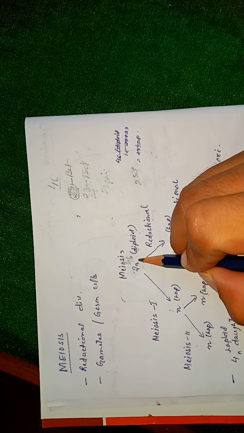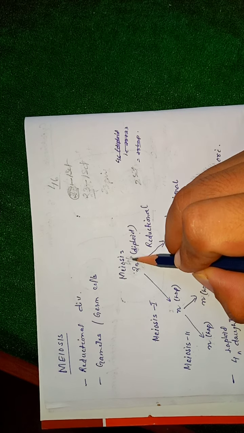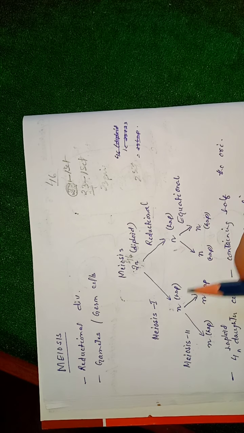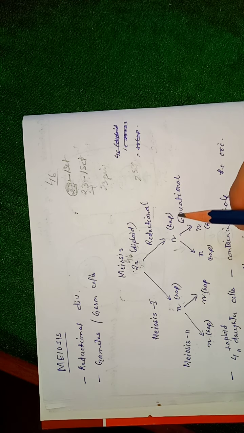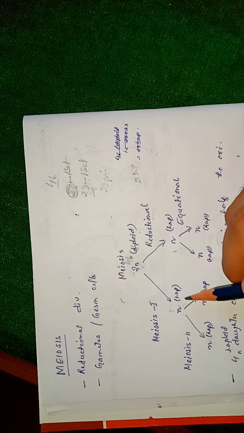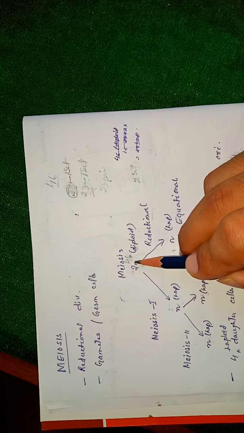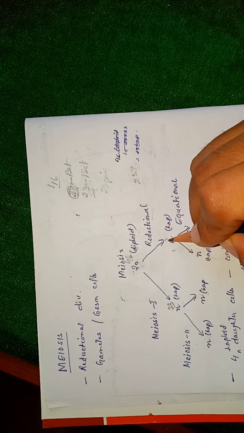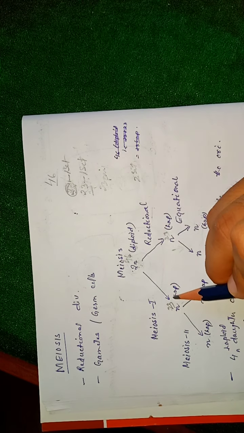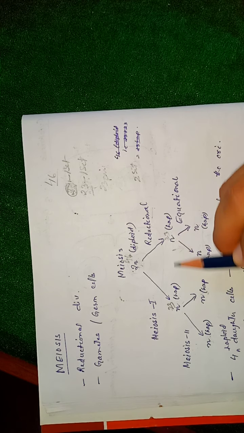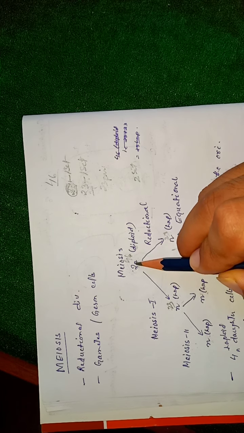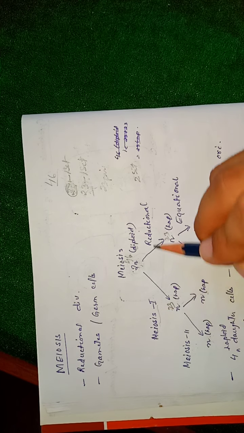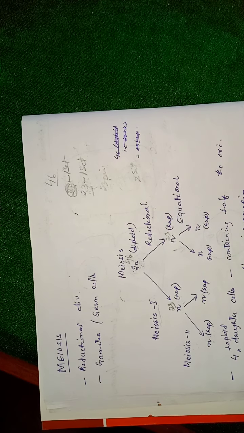Now in 2n we have 46 chromosomes, and during meiosis, as I told you, the number of chromosomes is reduced to half, and each of the resulting offspring will contain half the number of chromosomes as compared to the parent. So half means 23. This also will contain 23. So the number of chromosomes is reduced to half when we compare with the parent. Therefore this meiosis 1 is also called reductional division.